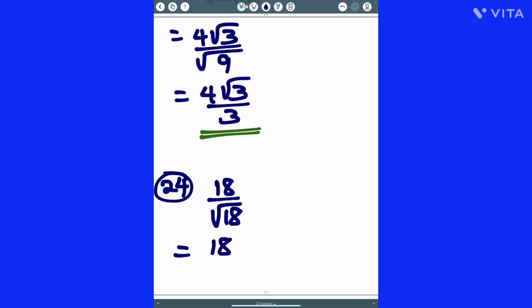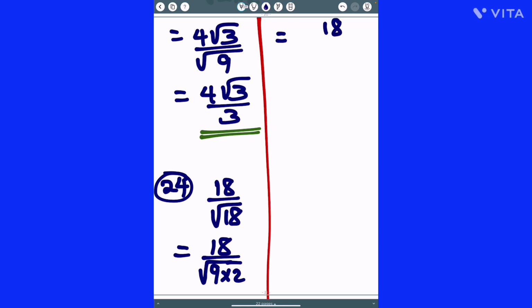18 over root 18. Let me simplify this root 18 on the denominator side first. It will be root 9 times 2. So that gives 18 over root 9 times root 2. I can break that into pieces. That will give me 18 over 3 root 2.